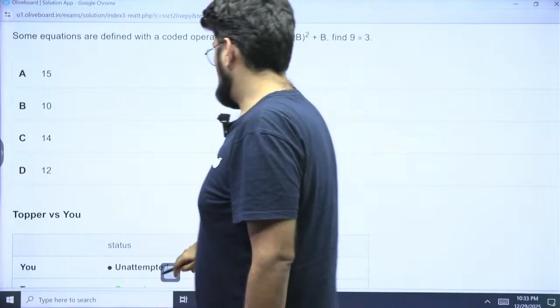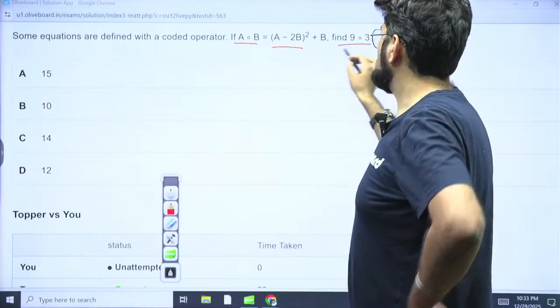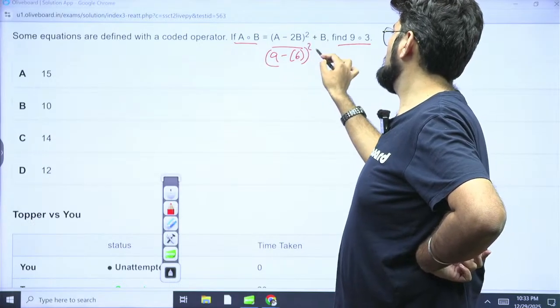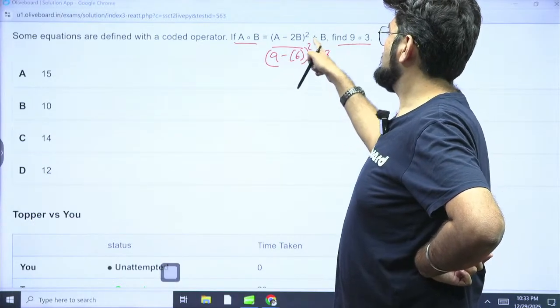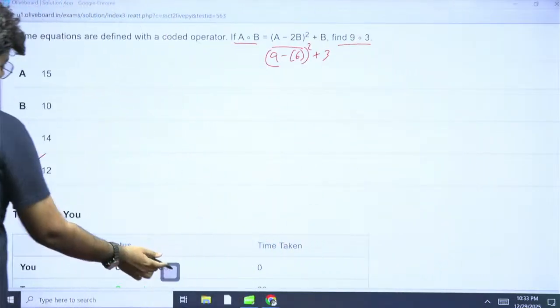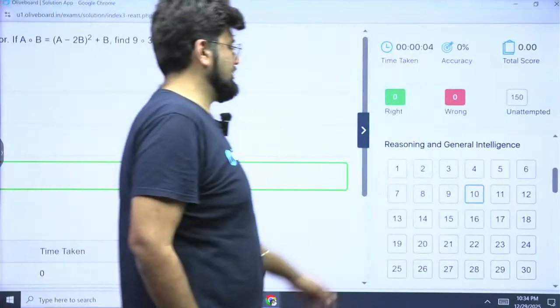Okay, coded operator, find A dot B is this. So find 9 dot 3. So 9 minus 6 whole square plus 3. 9 minus 6, 3 square is 9 plus 3, 12. It's very easy. Option D. 23 seconds. Wonderful. Next.